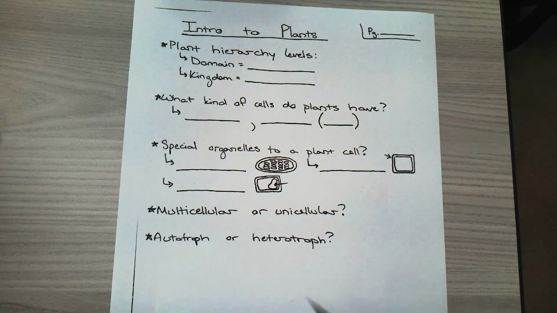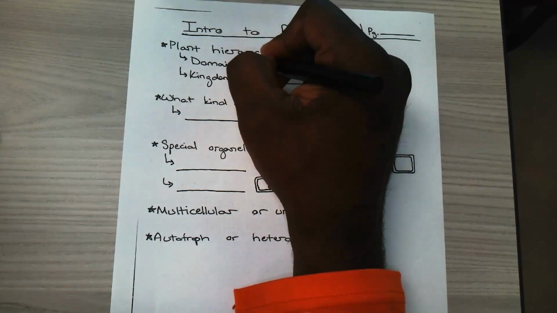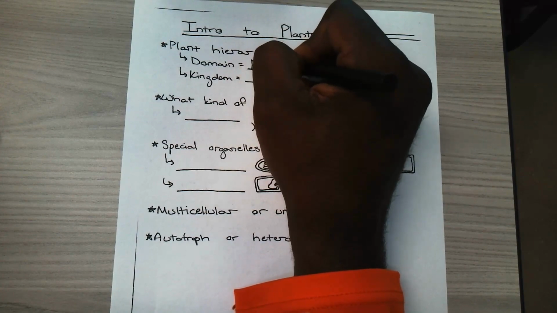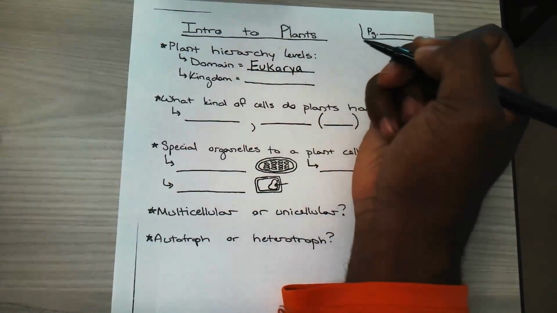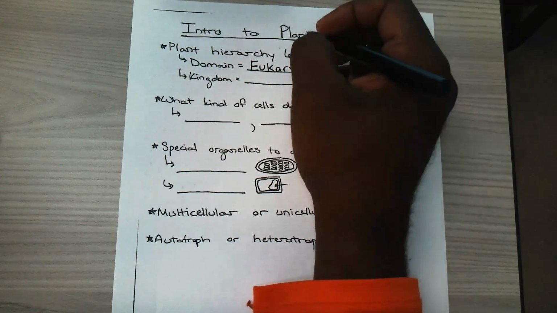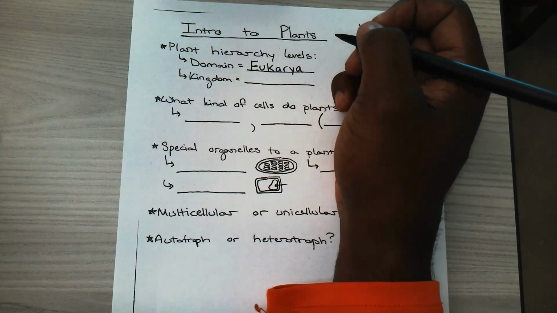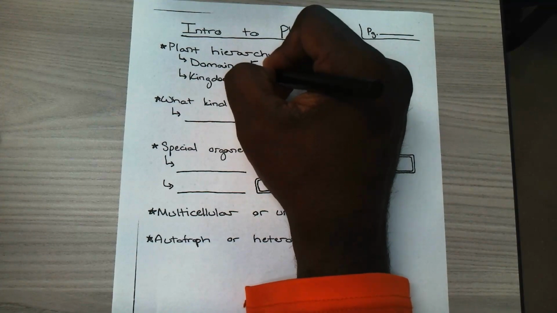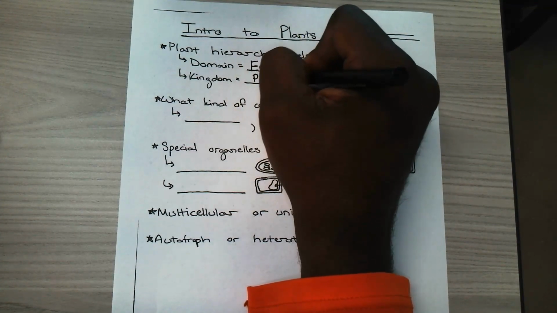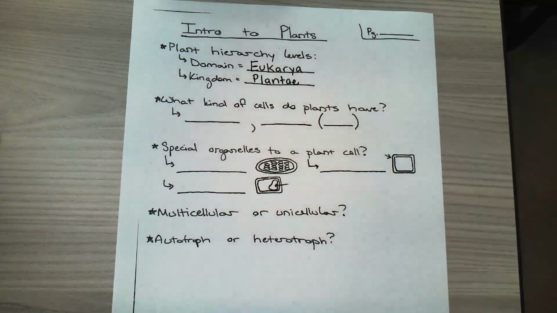But the domain for plants, you guessed it, is going to be Eukarya. Eukarya. That is the domain. And then, of course, the kingdom that plants fall into. No, it's not animals. They are plants, or Plantae. That is their kingdom. Now, what kind of cells do plants have?